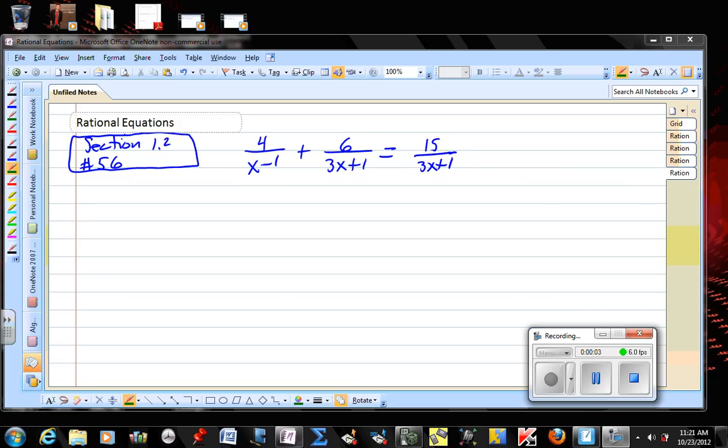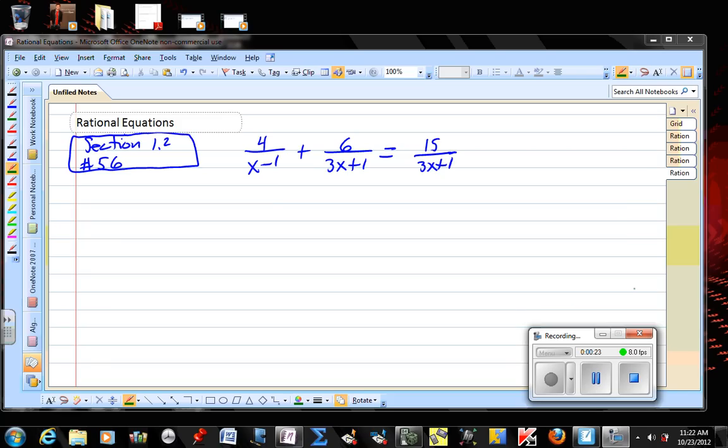The next problem we're going to look at is number 56 from section 1.2 of our textbook. And this problem is a monster problem. It's going to take a lot of steps for us to get to the answer, so make sure you have a lot of room on your notebook paper. Copy down the problem, and when you're ready to go, let's get going.